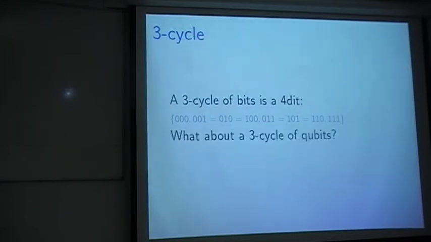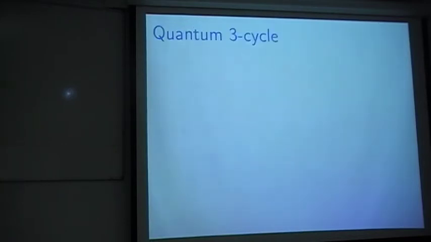But what about the 3-cycle of qubits? Again, the obvious thing to do is computing the co-equalizer, but now of the action of the cyclic group of 3 elements. And again, we get non-standard terms. So the M4 here is like the standard one, the 3-cycle of bits was 4 bits. And here we have 2 non-standard ones.